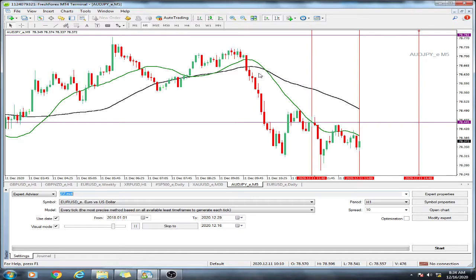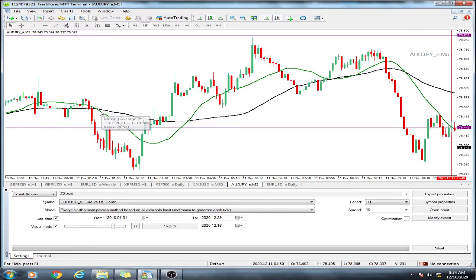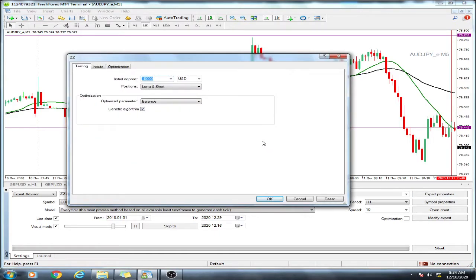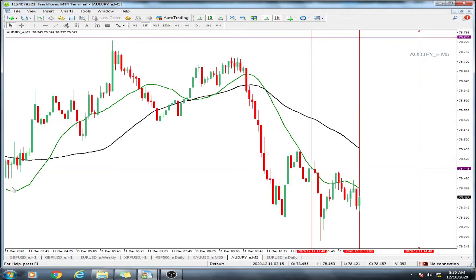So whenever there's a cross, we enter trade. I now took the periods and placed them as parameters for that expert. Then I optimized the values. So this is the optimization button. After that, I got the correct moving average periods. So that is simply how we came up with those values.